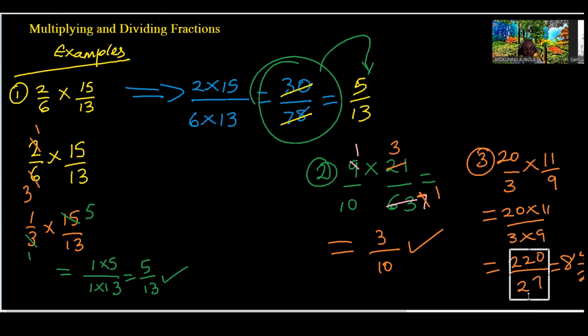Then I have to make it proper by turning it to a mixed number. So how many times is 27 into 220? That's 8. If I multiply, that gives me 216. So if I remove 216 from 220, I have 4. Then that is 8 and 4 over 27. So is this clear to you? Yes, sir. All right. So I'm going to give you some time to put this down before we proceed, okay?